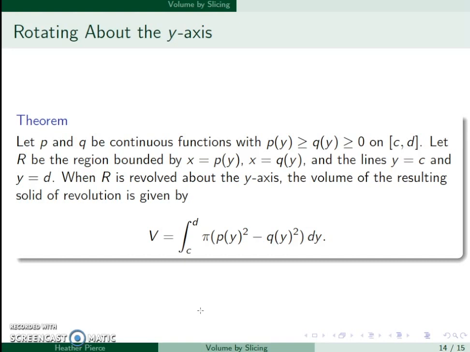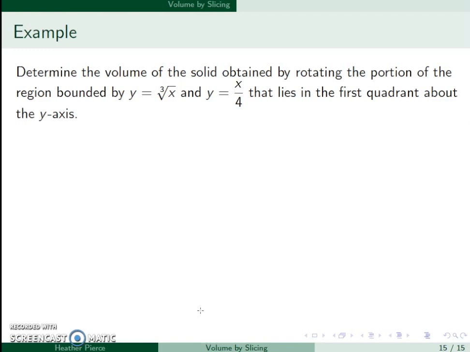So this also works if we want to rotate around the y-axis rather than the x-axis. The only difference is we'll need to integrate with respect to y. So we will need to have our equations as x equal to our functions, and then we can integrate with respect to y. So for example, let's consider this volume of a solid obtained by rotating the portion of the region bounded by the cube root of x and y equal to x over 4, that lies in the first quadrant about the y-axis.